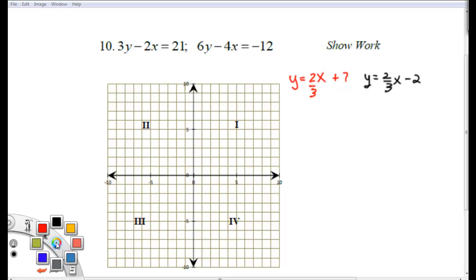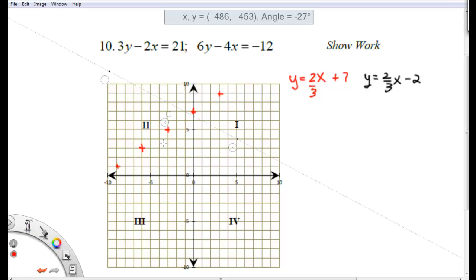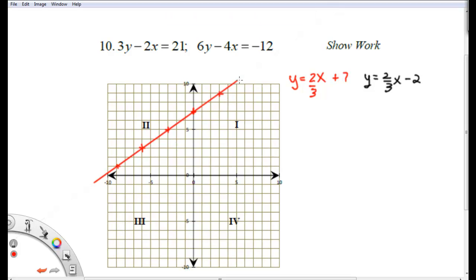So let's graph equation A. I start at a positive 7 on the y-axis, and I go up 2 over 3. Then I can't go up anymore, so I'm going to go down 2, back 3, down 2, back 3, down 2, back 3, and so forth. I'll go ahead and graph that line now. Right there for one point, right there for the other one. So there is the graph, the line.